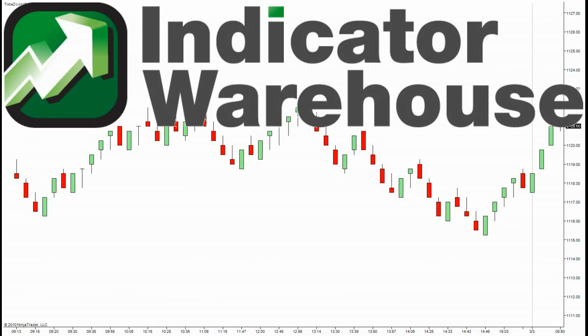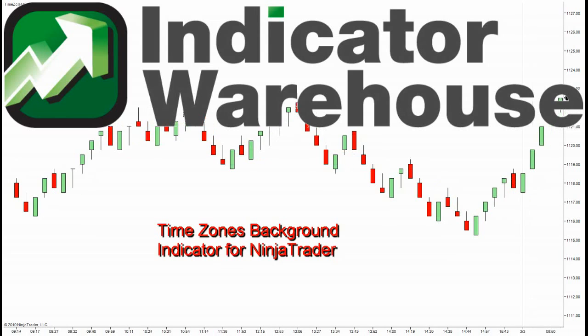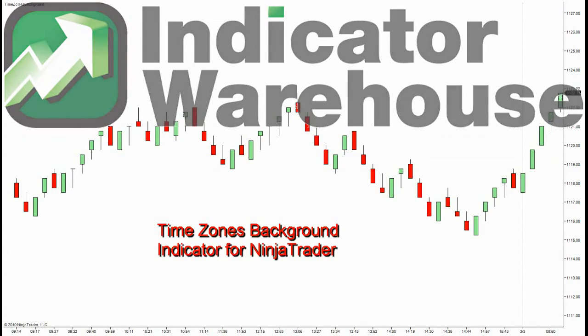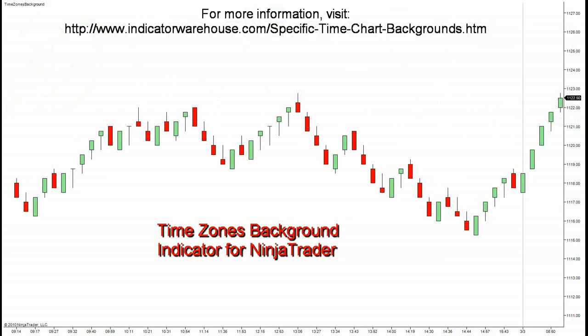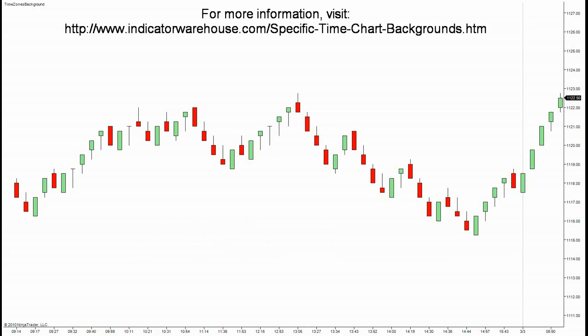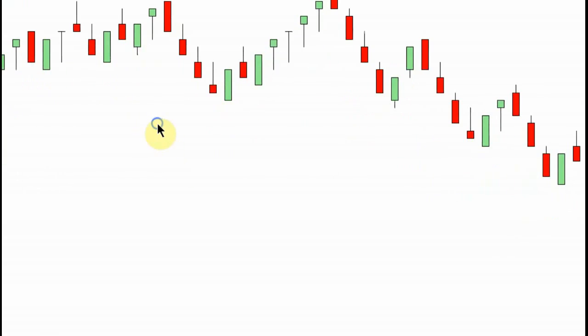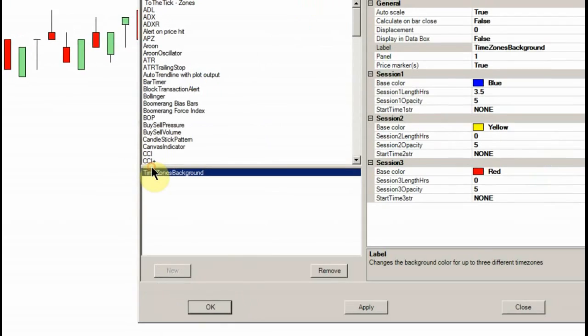Today we're going to cover the time zones background indicator. This is a great indicator in that it is very adaptive, depending on what your strategy is regarding different times of the day that you think it's good to be trading and or not trading. This can be very helpful in giving you a visual representation on your screen, a warning if you will, of when you should either be getting into the market and or staying out. So let's open it up and have a look.